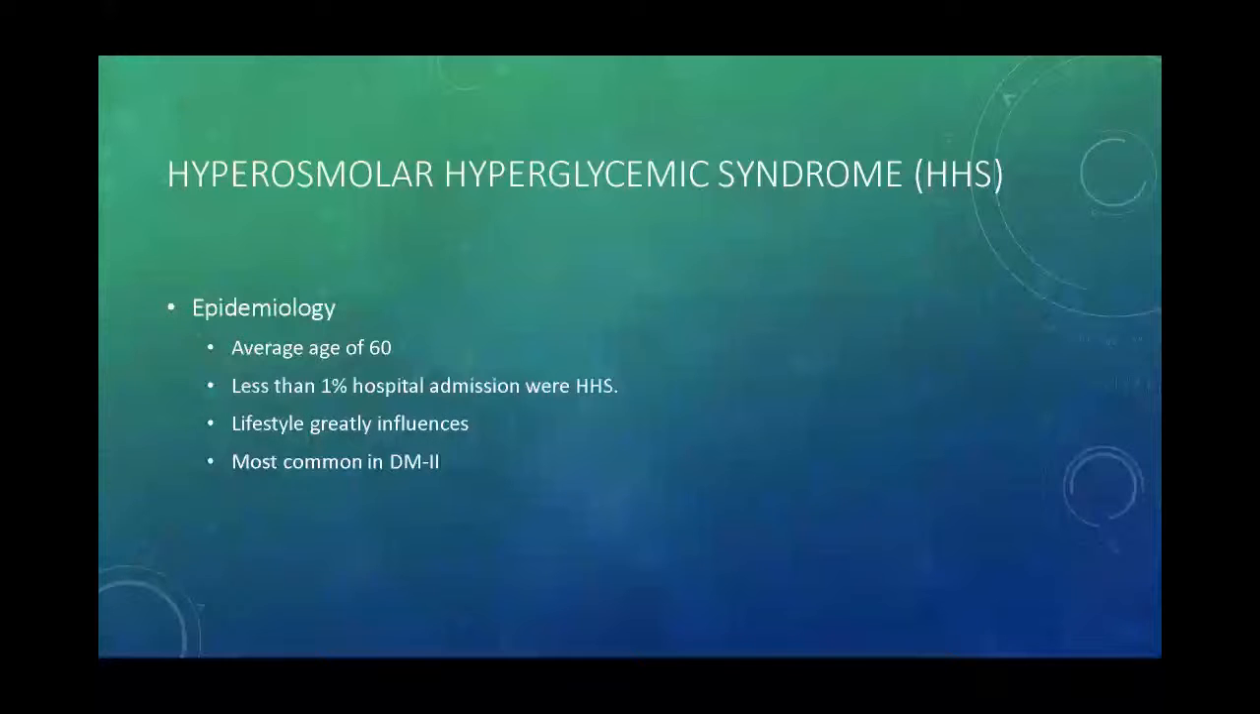Typically, of the patients that have been admitted to the hospital with some form of diabetic emergency, less than 1% were diagnosed with the HHS. So it's fairly uncommon, but it's still enough to be aware of. And the reason I say that lifestyle greatly influences this is because we're still producing some amounts of insulin, but it's not enough necessarily, so we can have altered levels. We can disrupt that balance very quickly.